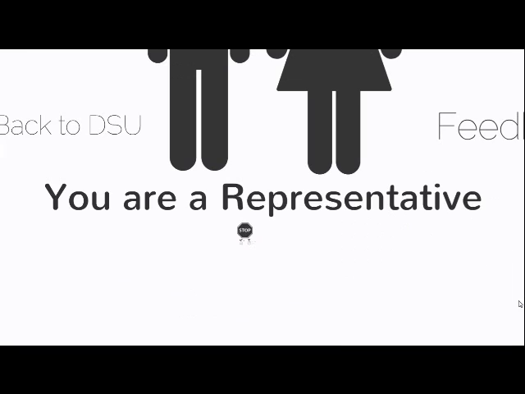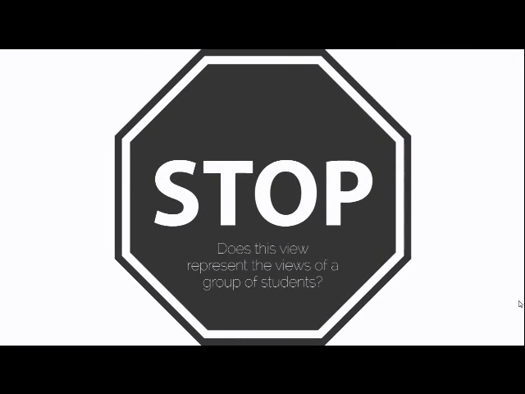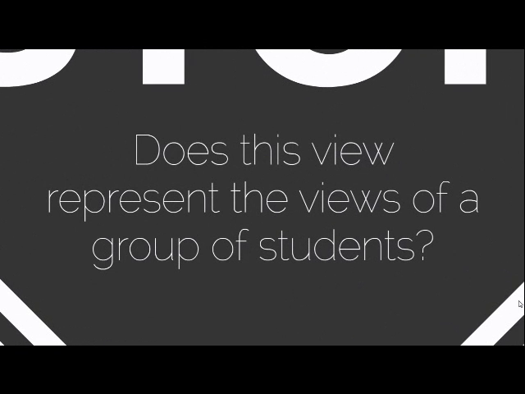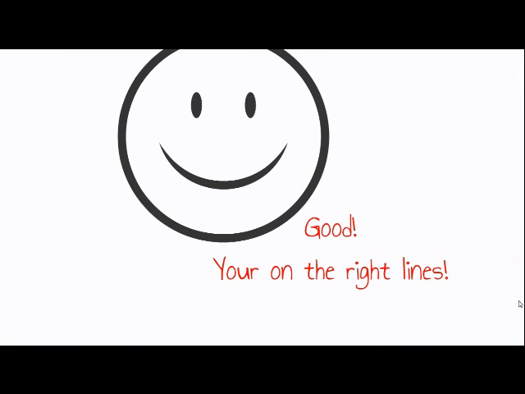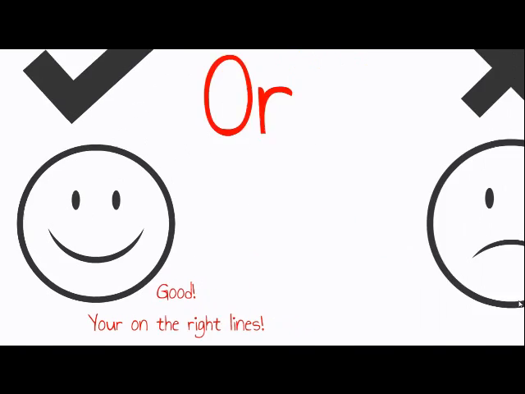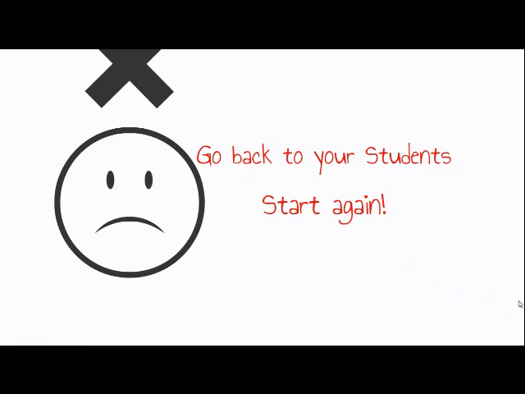The key thing to remember though is that you are a representative. You are there to represent a group of students. So, before you do anything, just think, does this represent the view of a group of students? If it does, then that's great. You're on the right lines and you're being a course representative. You're doing everything right. If no, then all you need to do is go back to your students and start again. Because something's gone wrong somewhere, and if you don't feel you're representing a group of students, then you need to start again and find out what will help you.